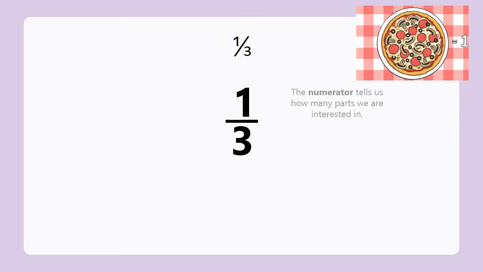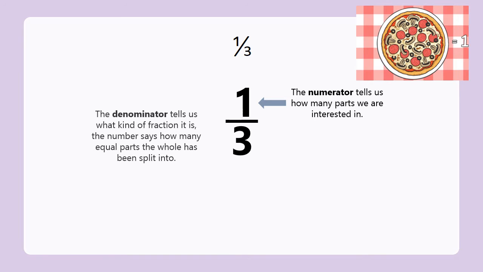This week in maths, we're continuing to learn about fractions. We're focusing on finding a third of a shape or a quantity. Just like when we were learning about halves and quarters, a third looks like this. It has a numerator on the top, which tells us how many parts we're interested in. On the bottom, there's the denominator, which tells us what kind of fraction it is. The number says how many equal parts the whole has been split into.